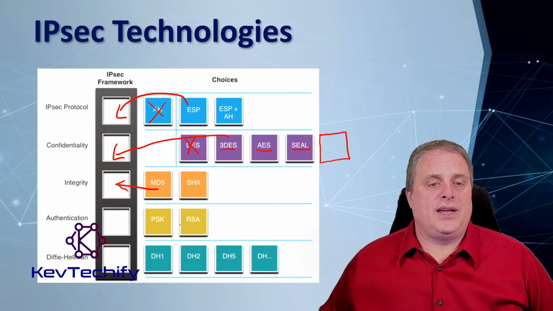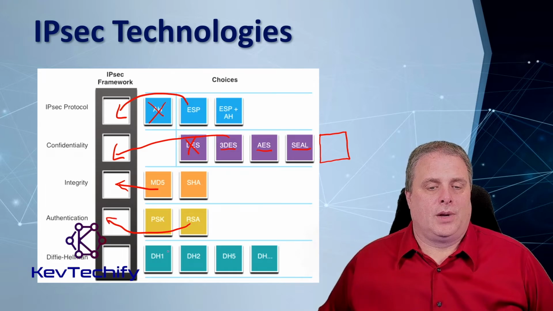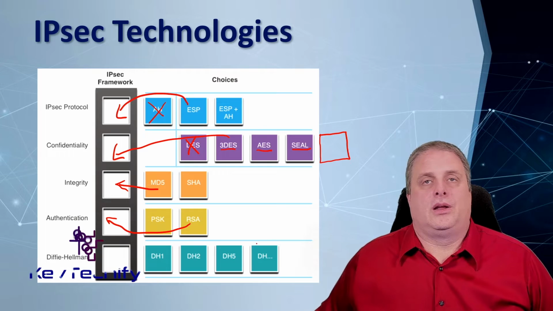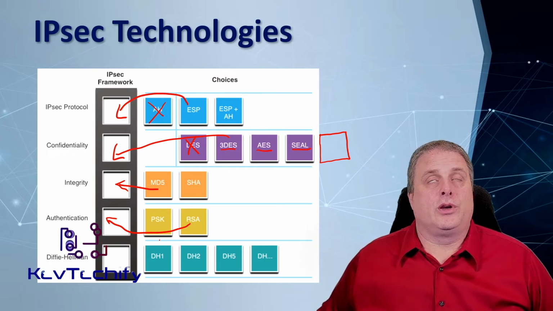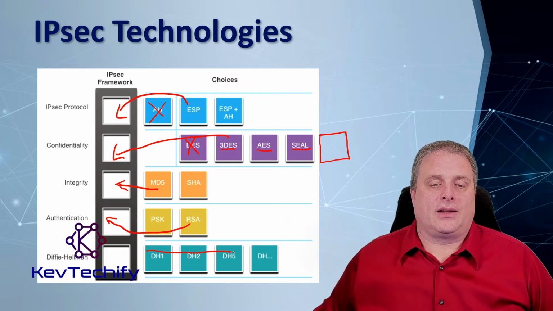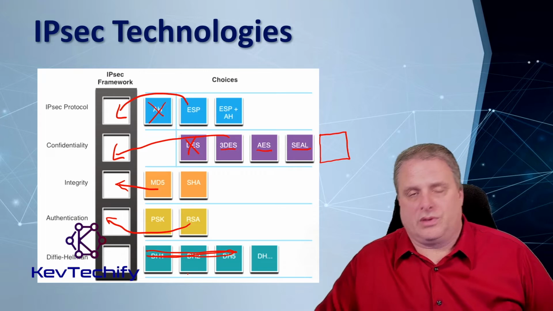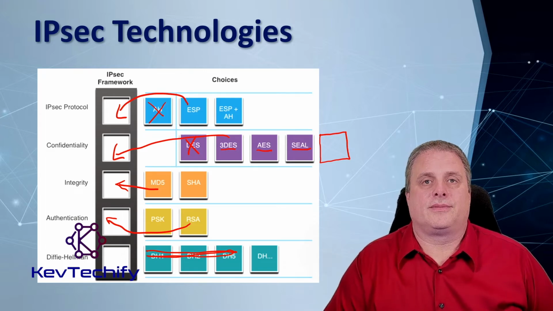Are we going to do PSK or RSA? Okay, let's say we're going to use RSA to set that up. Then which Diffie-Hellman group are you going to use? Now, word of advice here, Diffie-Hellman groups 1, 2, and 5, don't use them. Once again, this is insecure. But we do have some higher ones and better groups. We're going to talk about that here in a second.